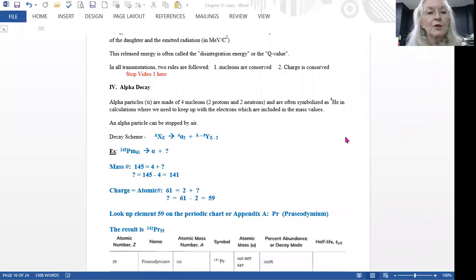Welcome back to chapter 31. We're picking up where we left off. So we're going to look at some various decay processes.